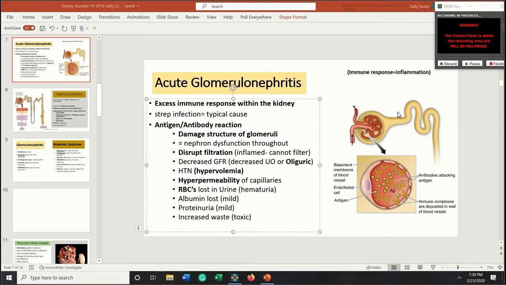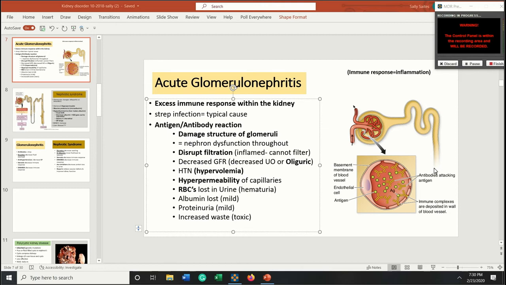This in itself then causes hypertension or hypervolemia because we are not filtering our urine out and it's staying and circulating in our body, which then also increases our risks of toxins and electrolyte imbalances. With the antigen and antibodies and the extra fluid, we actually get hyperpermeability of the capillaries. And when the hyperpermeability happens, we actually will then lose RBCs, albumin, protein from the vascular space into the interstitial space.